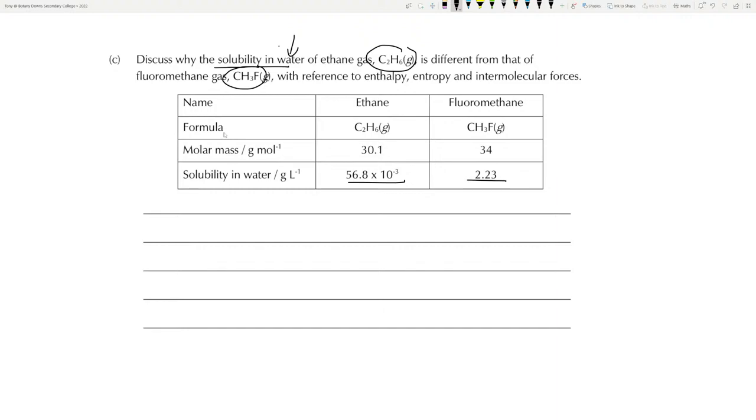Okay, so for this particular question, this one's hard. You know how we look at entropy. Whenever you see the word entropy, we're looking at spontaneity. Not so much about spontaneity in this particular question, but we need to look at the entropy change. So we are looking at dissolving a gas in a liquid, in water.